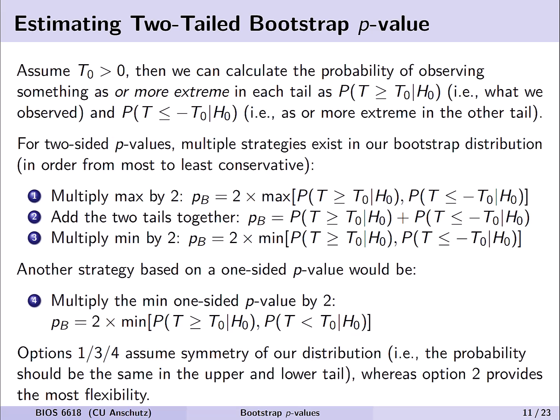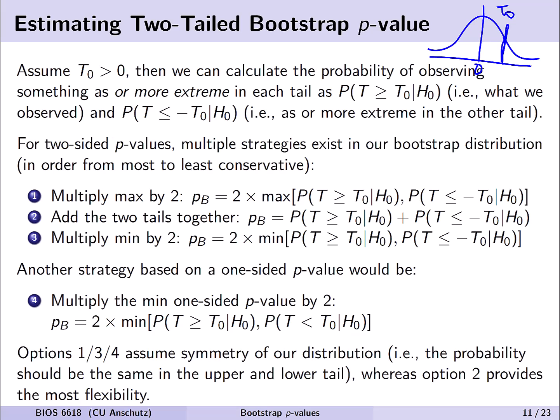We're also oftentimes interested in estimating a two-tailed bootstrap p-value. For the sake of illustration, we're going to assume that we have some null distribution, which I'm sketching up here, centered at 0. We're going to assume that t naught is greater than 0, so that's the statistic we observe here, and I'll make a little note up there at the top. Now, we're going to try to calculate from this distribution the probability in each tail of being as or more extreme than what we observed.